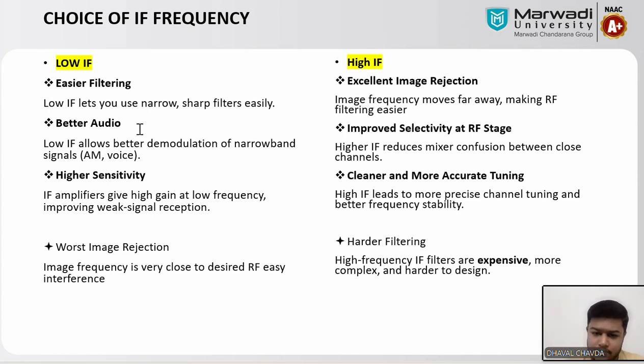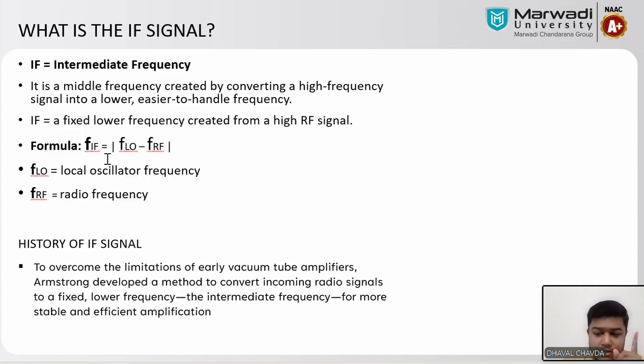For that, the solution is on the right side, that is high IF. Excellent image rejection. Image frequency moves far, making RF filtering easier. How is that possible? For that, we need to look at this slide. This is the formula as we discussed, where you will see high IF, low IF. This is the frequency of the intermediate frequency. How IF is generated is due to the difference of the local oscillator and the radio frequency which is received.